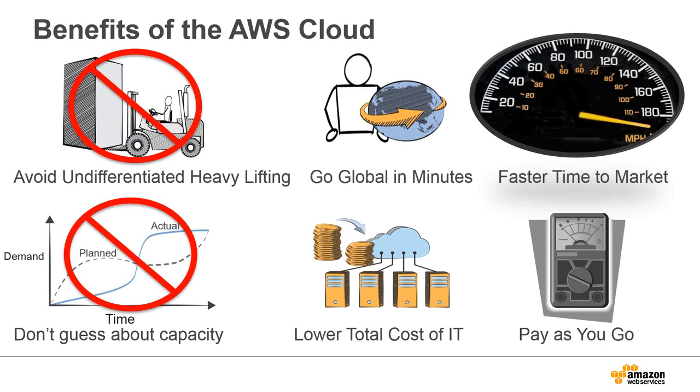So by removing this undifferentiated heavy lifting and paying only for what you use, you're really able to lower the total cost of IT and increase the agility of your organization.